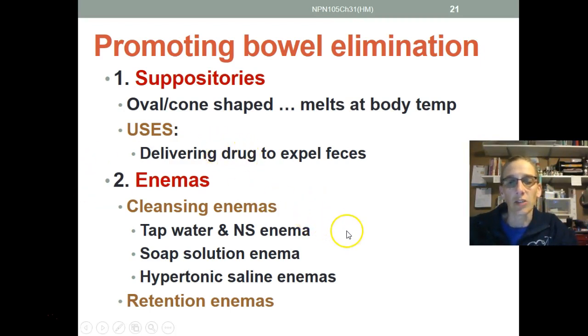So cleansing enemas, we can do tap water, normal saline enema, a soap solution enema, or a hypertonic saline enema. And then we have retention enemas. I personally have thankfully not had to give an enema. Thank goodness.